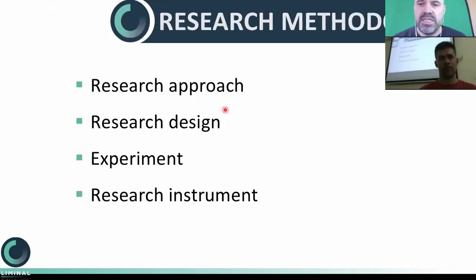Okay, research methodology. So now we'll look at the research methodology. This was all part of the problem statement. Now we look at the research methodology. We look at research approaches. We look at research design. We look at experimental design a little bit. Then we look at the research instrument, which in quantitative research is the questionnaire.